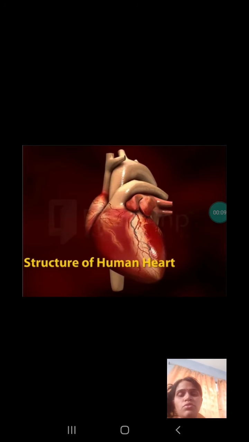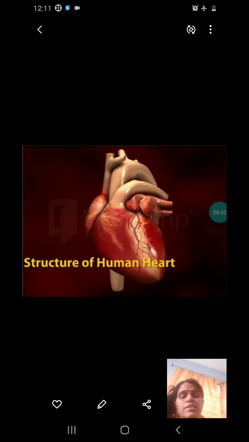Before we start this topic, I want to recall something you learnt in class 9 about blood. As we know, blood contains a fluid called plasma, which is responsible for carrying oxygen, carbon dioxide and nitrogenous waste materials throughout our body. But how does this blood flow inside our body?